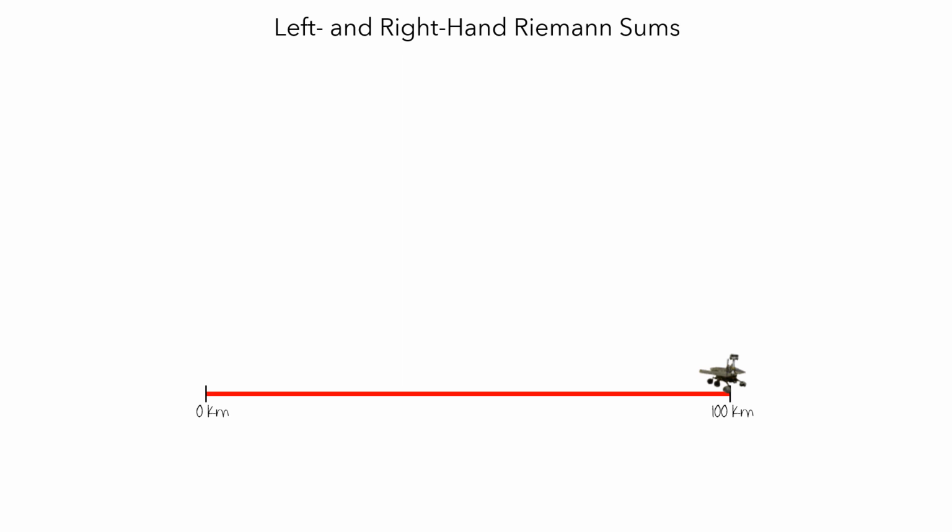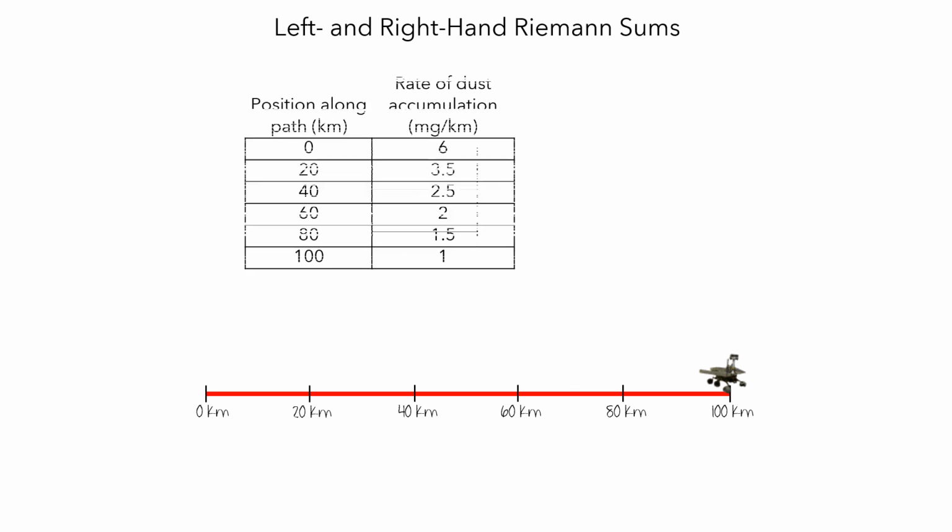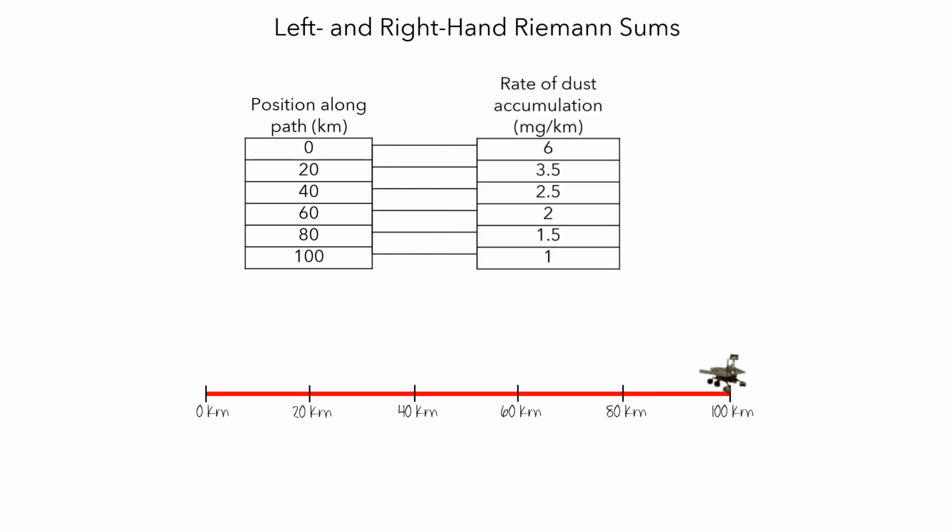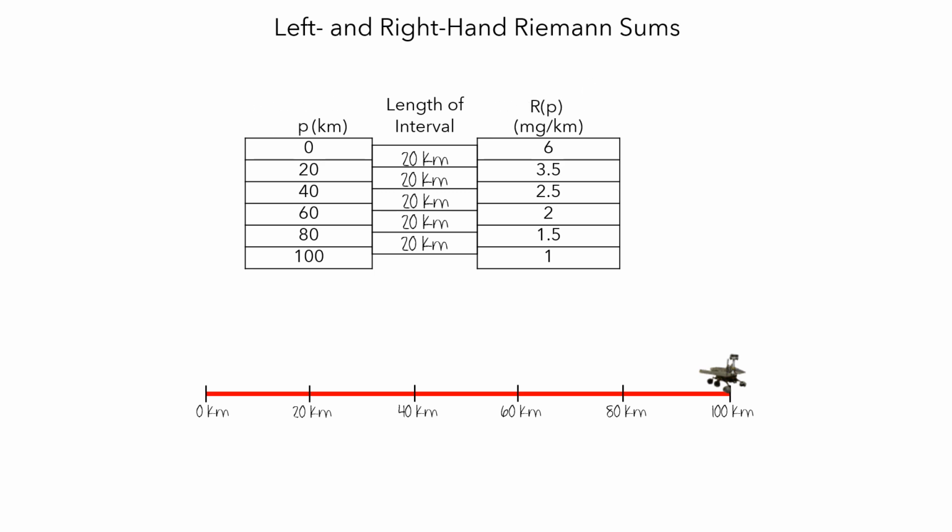To do this, we first divide the rover's trip into equally sized intervals. In this case, each interval is 20 kilometers long. We'll look at our data that shows the rover's position along the path and the rate of dust accumulation. And we'll add a column to note the length of each time interval. We'll write p for the rover's position along the path and r of p for the rate of accumulation at position p.